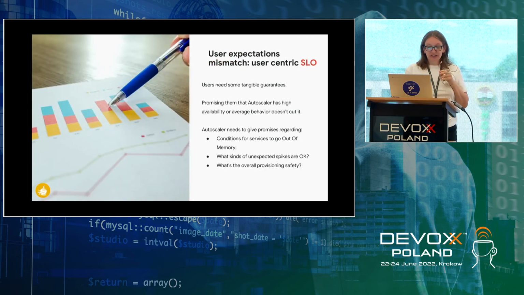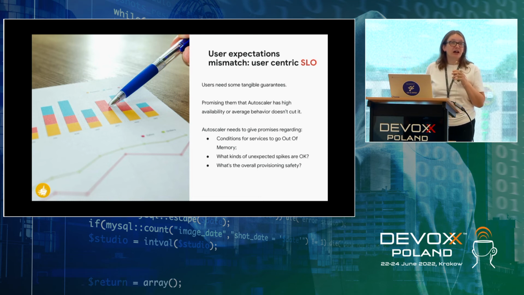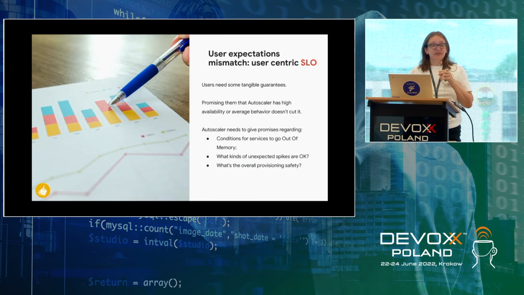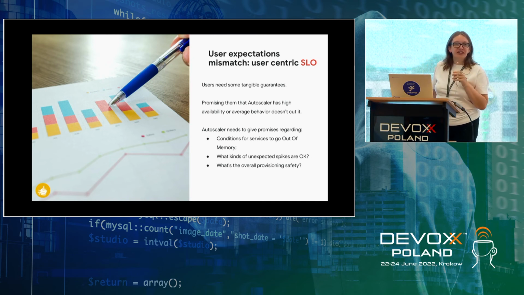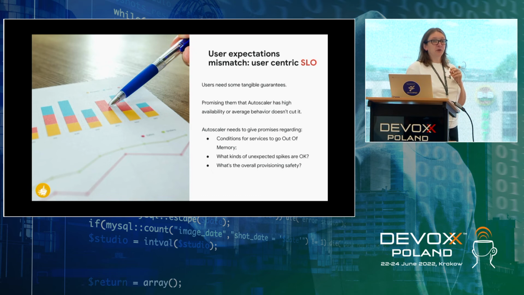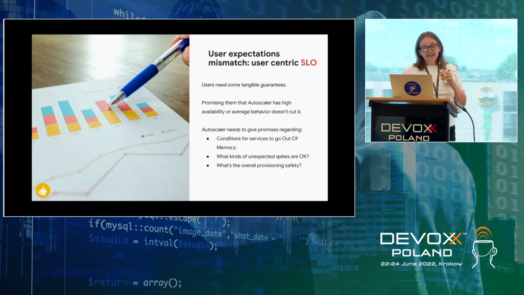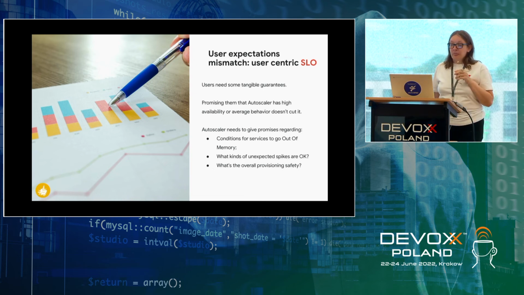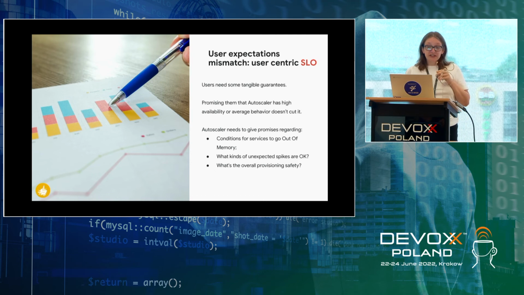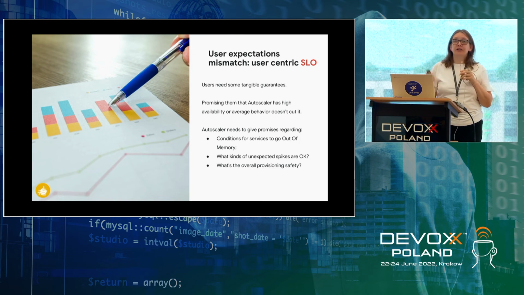Also, it's important that the autoscaling SLOs are really SLOs for the right thing. So if the autoscaler promises you that it will be up most times, it's not good enough. If the autoscaler promises you that on average, services that are autoscaled have less slack, that is also not enough for your service. So the SLOs need to be in terms of what is the overall provisioning safety, what are the conditions to go out of memory, what kind of spikes will be covered.